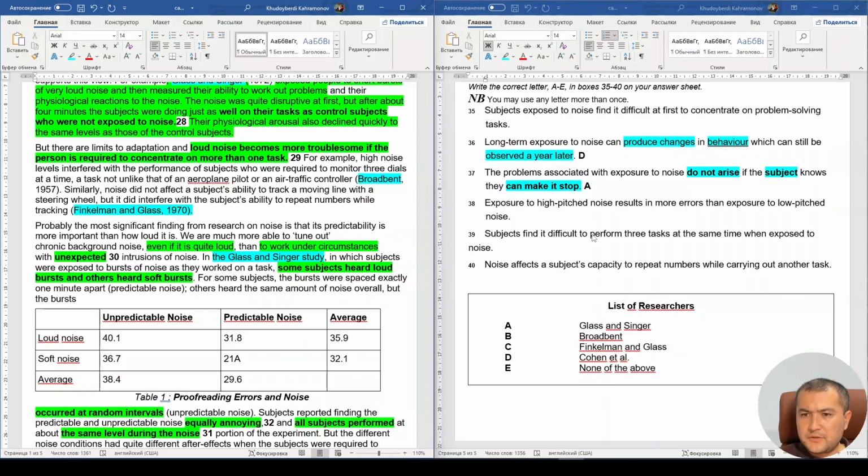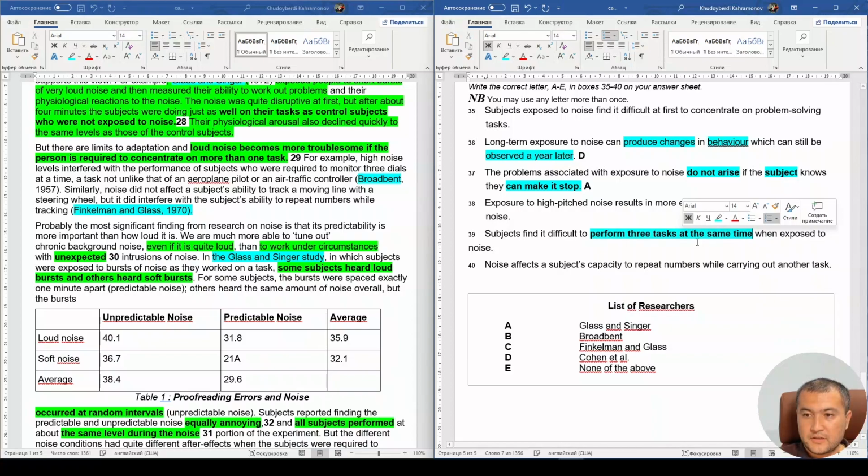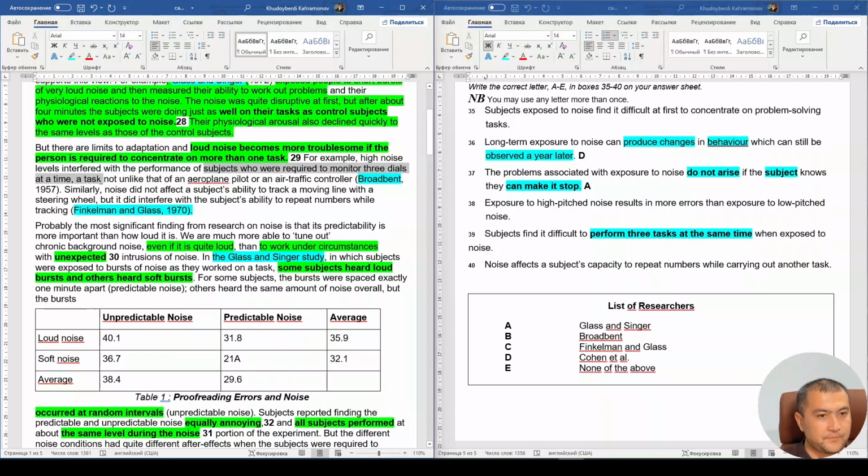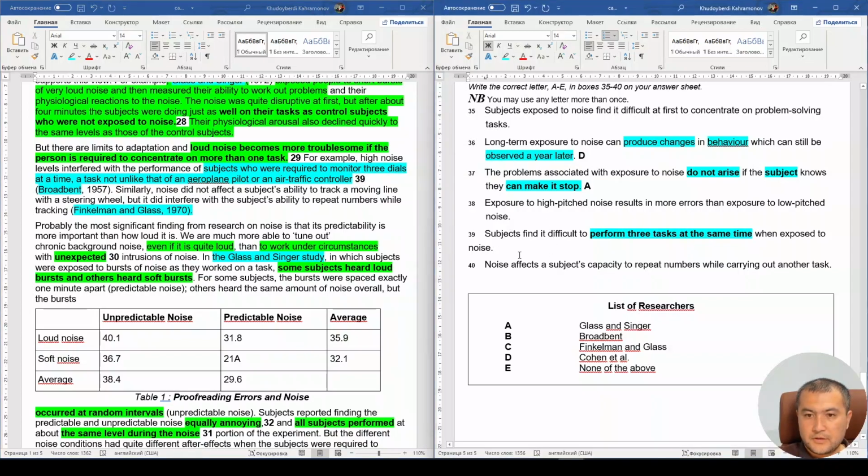Subjects find it difficult to perform three tasks at the same time. Three tasks at the same time, that's the keyword. And let's pay attention here: subjects who are required to monitor three dials at a time. So this is the exact proof for question 39. And 39 should be B1 because of this, right. All right.